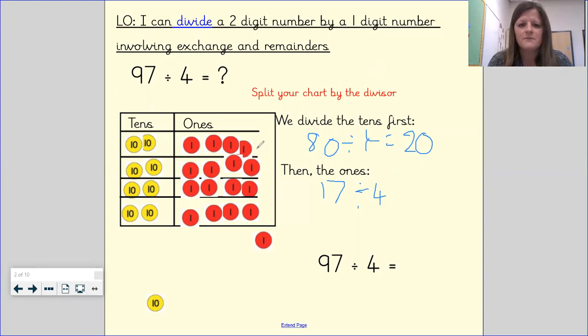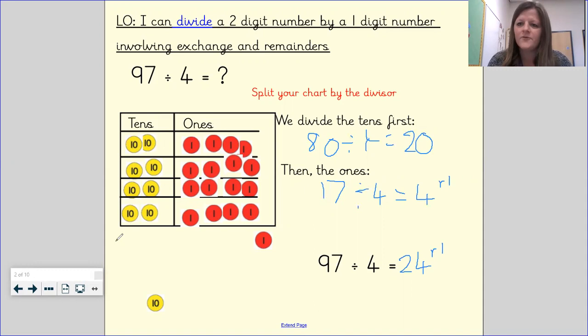We've got 4 in each. 17 divided by 4 is 4, and we've got a remainder 1. So 97 divided by 4, in each equal group of 4, we've got 10, 20, 24. We've got 4 lots of 24, and then we've got a remainder of 1. Okay, so we've done our exchange and we've got a remainder as our learning objective suggests.